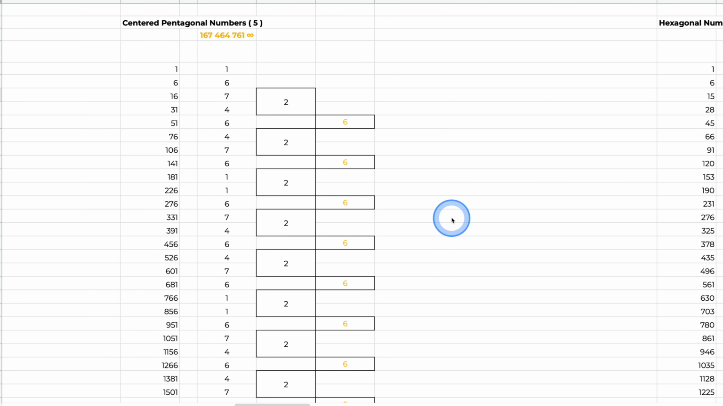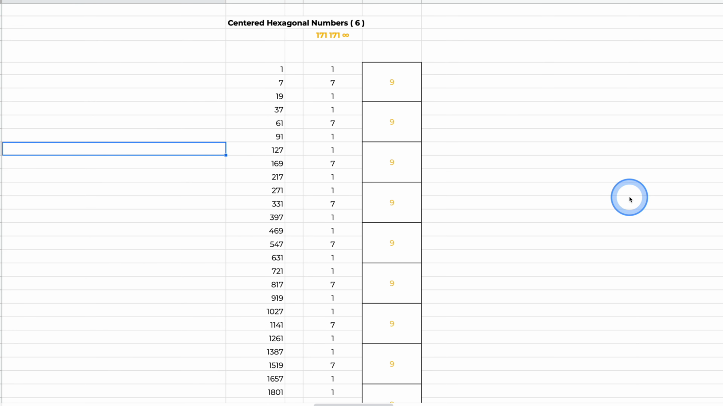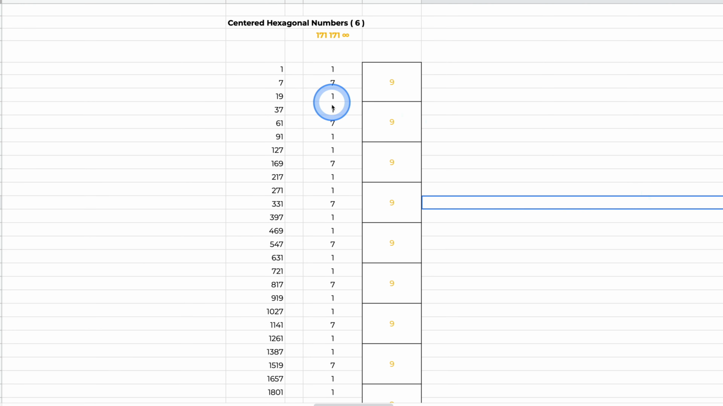The centered pentagonal numbers, we find 2, 6, 2, 6, 2, 6, 2, 6, 2, 6, 2, 6. It spins to infinity. These are hexagonal numbers, and when we isolate them, we get a pattern of 1, 6, 6, 1, 9, 3, 1, 3, 9. There's also centered hexagonal numbers, and we find this pattern: 1, 7, 1, 1, 7, 1, 1, 7, 1, 1, 7, 1, and which, when we put these 3 together, gives us 9, 9, 9, 9, 9, 9.